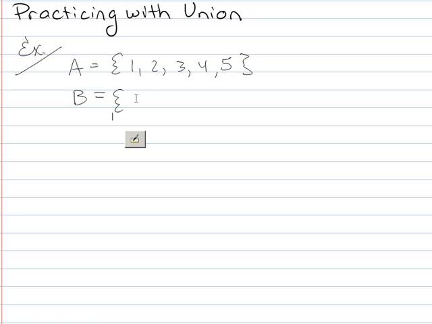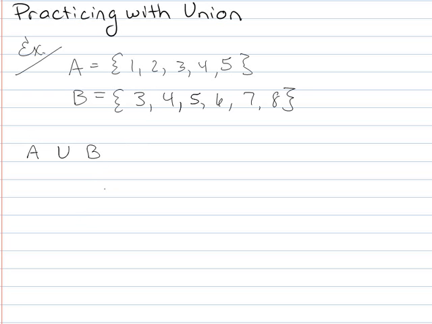So let's take a look at some different things that can happen with this union thing. A more common example would be something like A is equal to, say, 1, 2, 3, 4, 5. And then B is equal to, say, 3, 4, 5, 6, 7, 8, or whatever. And it'll say, what is A union with B?